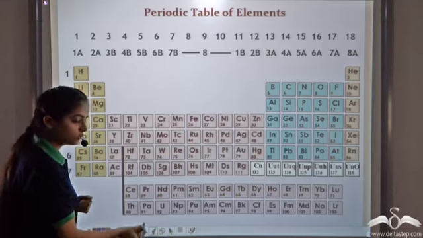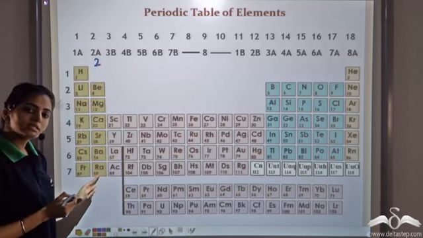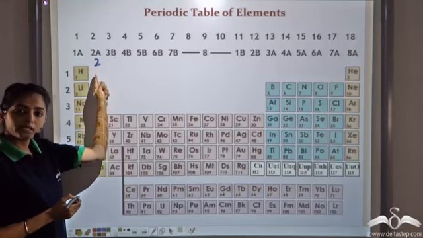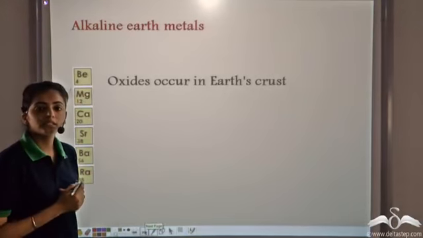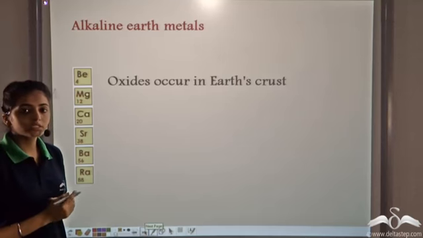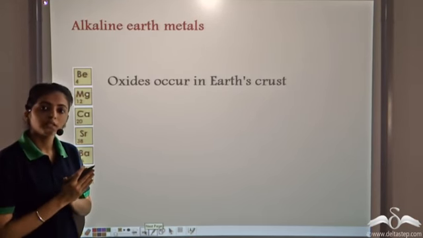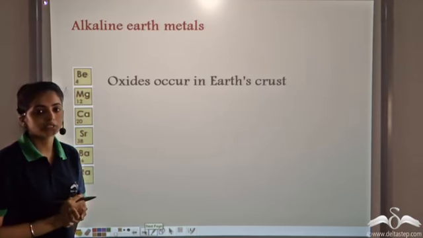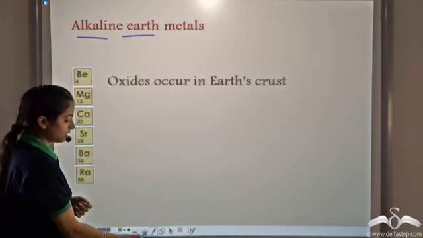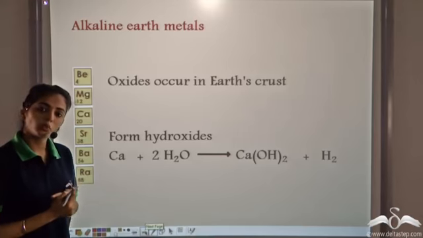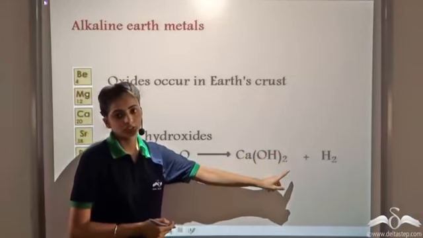Let's come to group 2. Group 2A elements have two valence electrons. They are known as alkaline earth metals. This is because the oxides of these metals are found in the earth's crust. That is why these metals are known as alkaline earth metals. Again, on reaction with water, they form the corresponding hydroxides and release hydrogen gas.